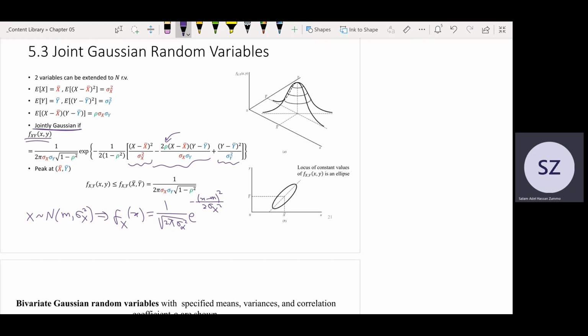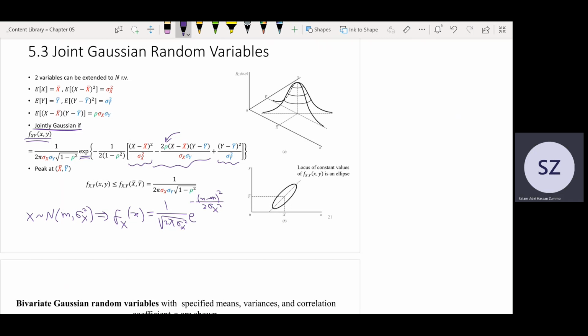Again, this PDF looks complicated, so let's break it down. The first part looks like the PDF of x: a constant multiplied by the exponent of minus (x minus x bar) squared divided by sigma squared. Clear? The last part is the same but for y. The middle part is what connects y with x, the relationship between y and x. If there is a strong relationship, rho will be large and this part will be large. If there is no relationship, if the correlation is 0, then this will be 0 or close to 0. Clear?